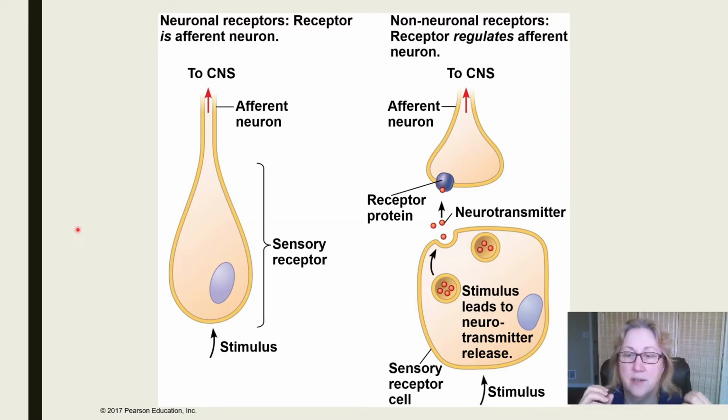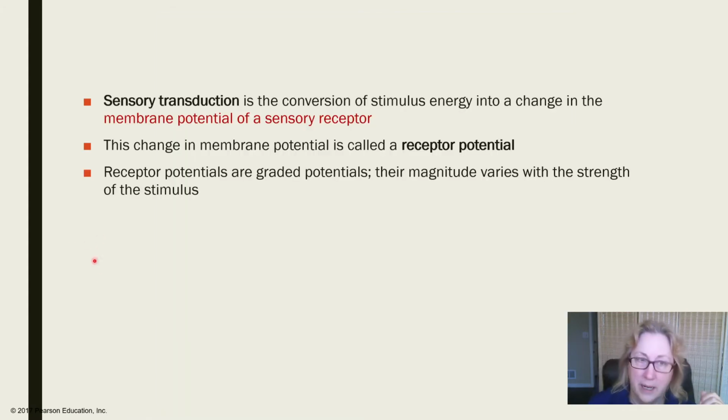In other cases, there is a cell that is the receptor cell, like the hair cells in the cochlea of the inner ear that are detecting sound, and they are communicating with the afferent neuron through a synapse and sending the signal to the central nervous system that way. So we have both types of these sensory systems. Some are specialized cells that detect a stimulus and then send that message on to an afferent neuron, and sometimes it's the afferent neurons directly.